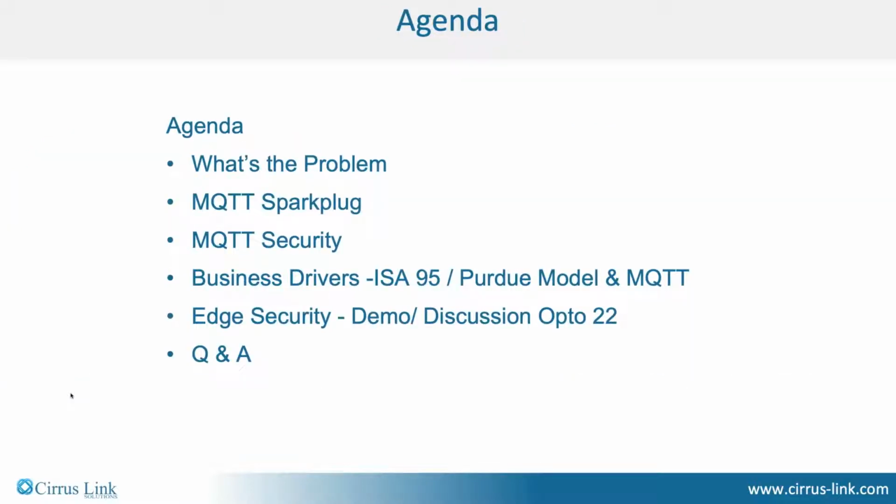Now, very quickly, our agenda is, first we're going to start with what is the problem? What is this webinar about? What's the problem that we're trying to solve? Then using that, we're going to look very briefly at MQTT and Sparkplug as a component. We're going to look at MQTT security. And then Kurt's going to talk briefly about the business drivers that we're seeing in the market around ISA-95, the Purdue Model, and MQTT. Finally, Benson's going to follow up with a very cool presentation on edge security and a demonstration of how that's applied with the Opto 22 product line.